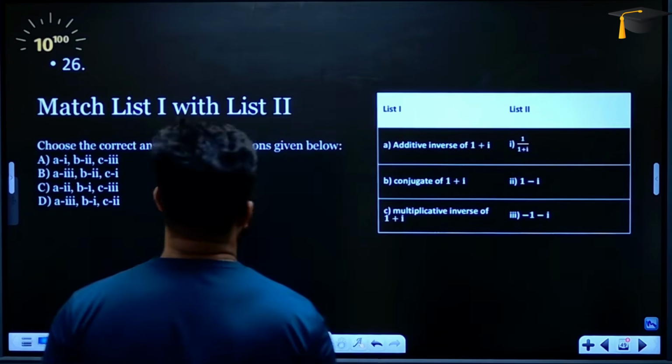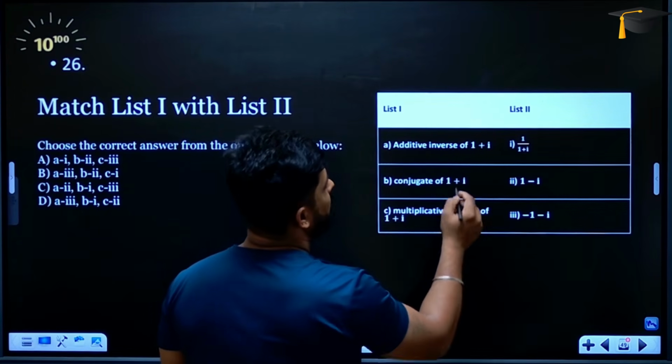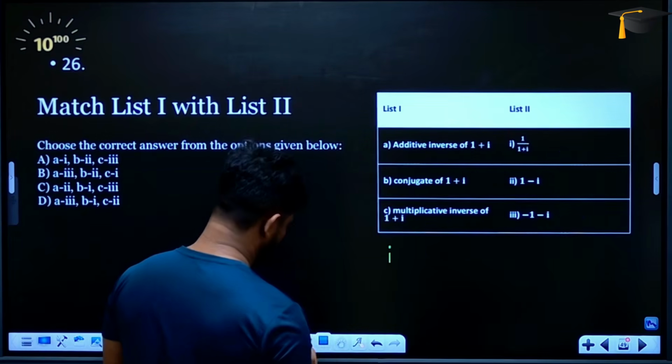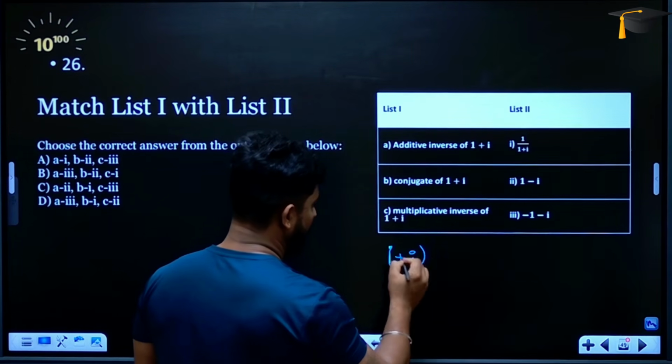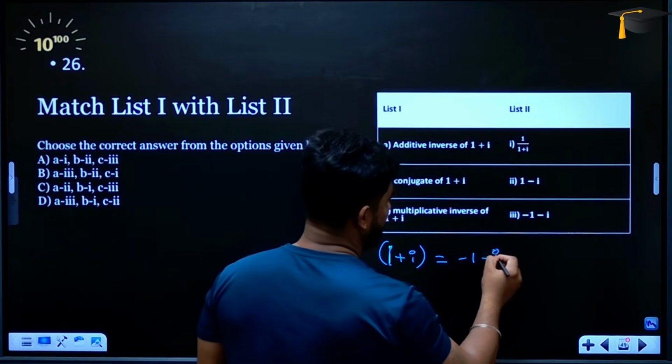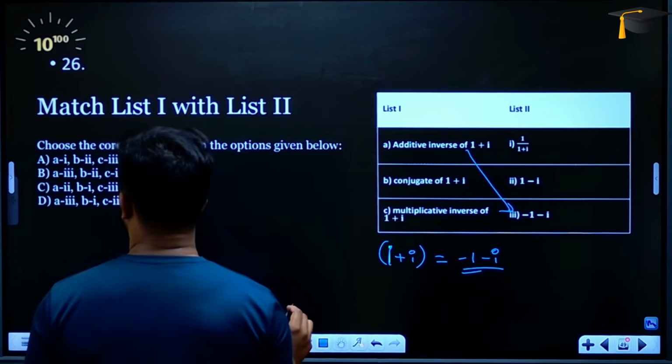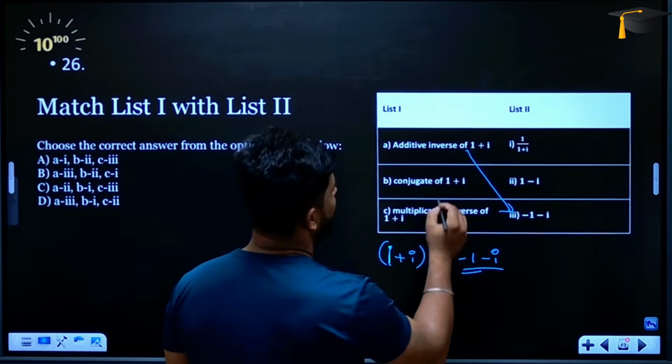Next, okay, match the following. Additive inverse of 1 plus I. The additive inverse of 1 plus I is minus 1 minus I, right? So A3. There are two options. Okay, next, conjugate of 1 plus I.